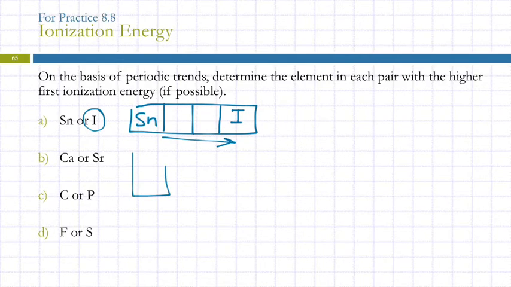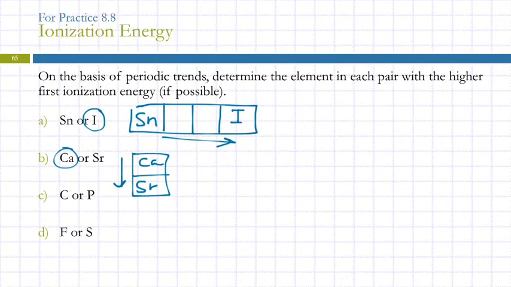Calcium or strontium? There's no gap in between there. Calcium. As we go down, the atoms get bigger, right? Bigger atom, easier to take off. So we're looking for higher ionization energy, and that is calcium. It's so easy to screw these up.